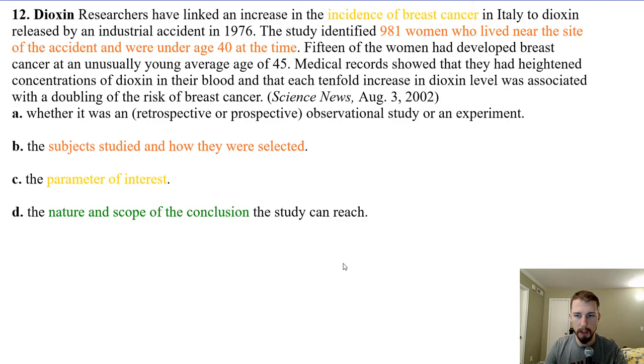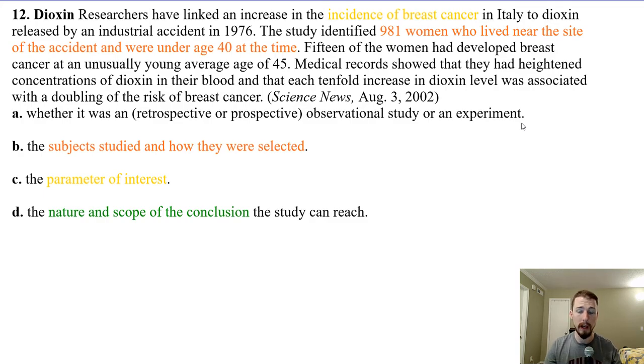or an experiment. Well, the easy thing to rule out is the experiment part. We're not randomly assigning some women to have exposure to dioxin in their blood or anything like that. That would be unethical. We're not going to do that, right? So this is not an experiment. This is rather going to be an observational study. It was an incident that had already happened.